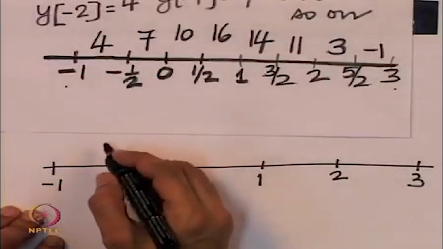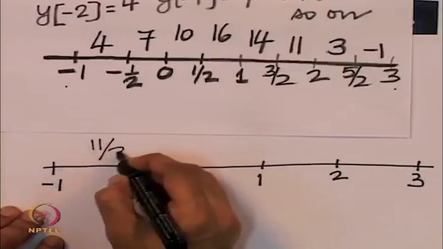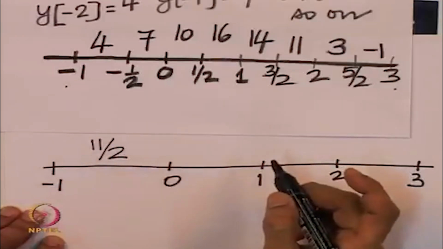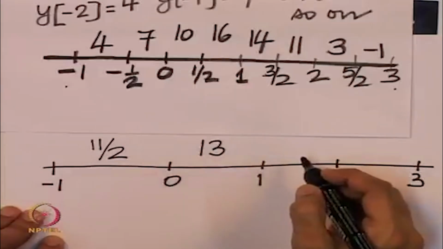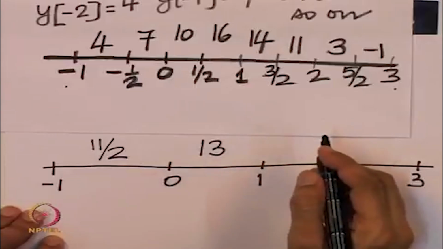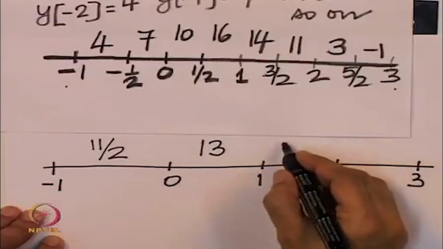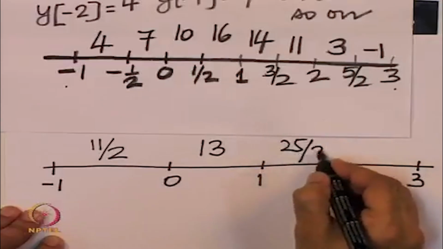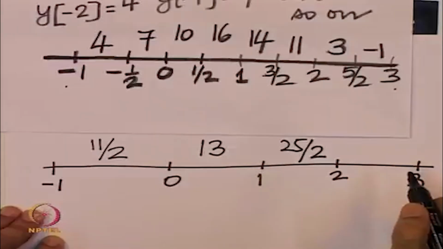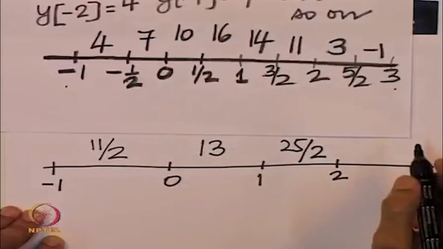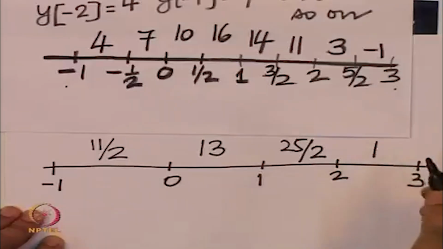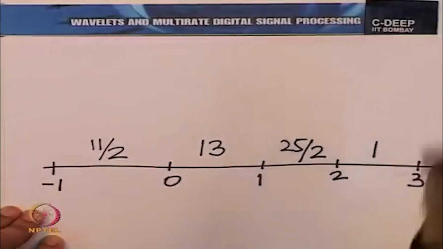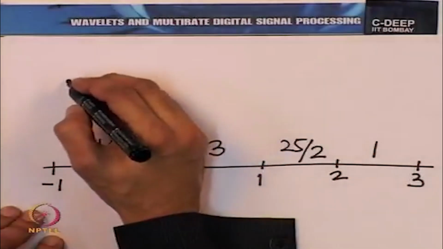So, 4 plus 7 by 2, that is 11 by 2 here. 10 plus 16 by 2, that is 13. Between 1 and 2, it is going to be 14 plus 11 by 2, that is 25 by 2. And between 2 and 3, it is going to be 3 plus minus 1 by 2, that is 2 by 2, and that is 1. This is how the projection on V 0 would look.